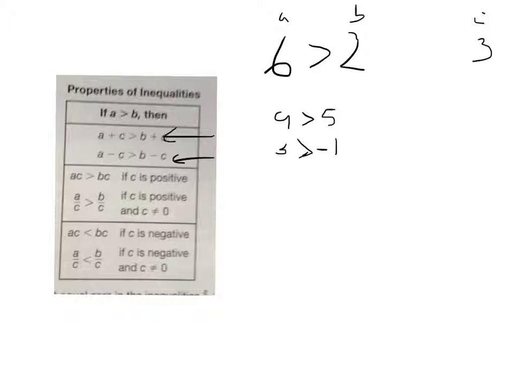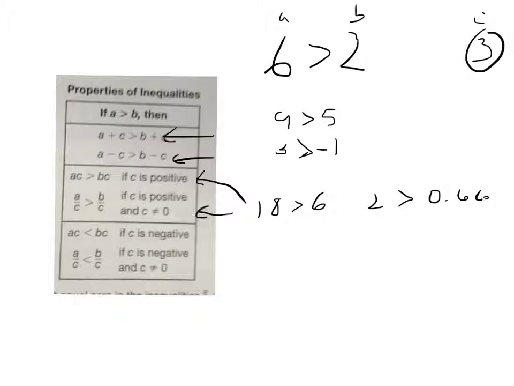Now, in the next one, though, we start dealing with multiplication and division. If C is positive, so it's a positive 3, then 6 times 3 will be 18, and 2 times 3 will be 6. So that's true. Again, that side is bigger. And 6 divided by 3 would be 2, and 2 divided by 3 would be 0.666. So again, that one is true.